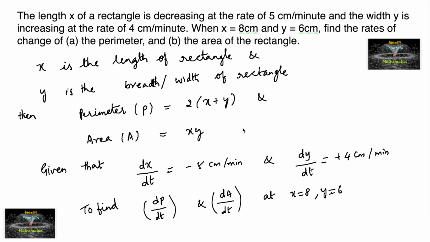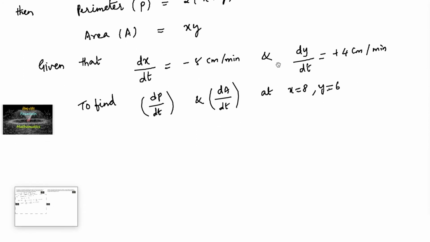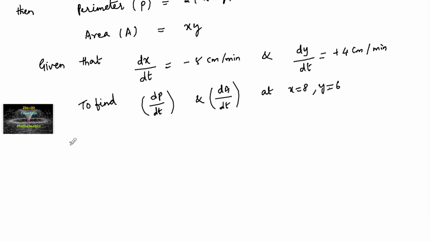Okay, let's solve it. We have perimeter P is equal to 2 times (x plus y). So now let's differentiate with respect to t. So we have dP by dt is equal to 2 times the differentiation of x, dx by dt, and then the differentiation of y, dy by dt.